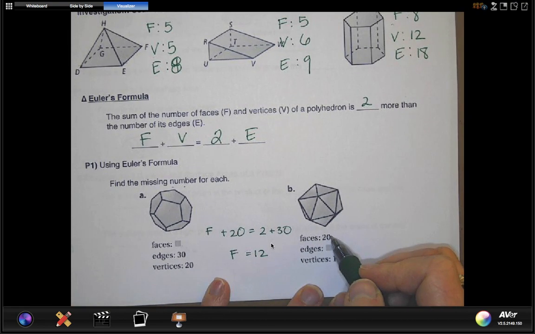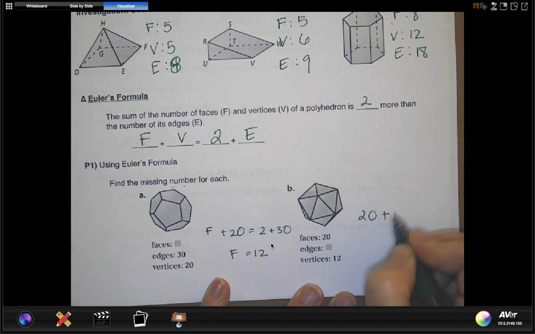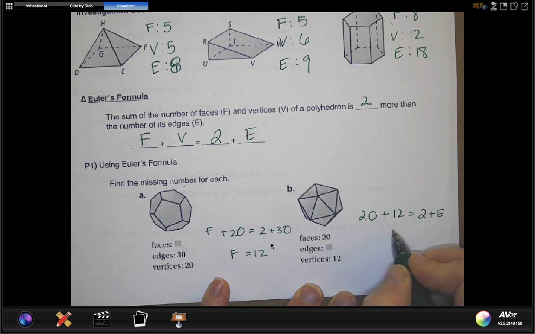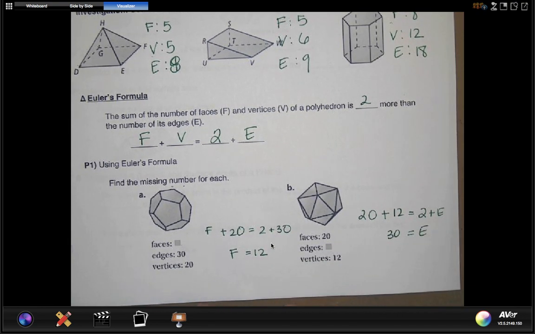This one right here, you have 20 faces and 12 vertices. You don't know how many edges you have. Do the math here, you get 30 edges. Okay? It's a pretty cool relationship there.